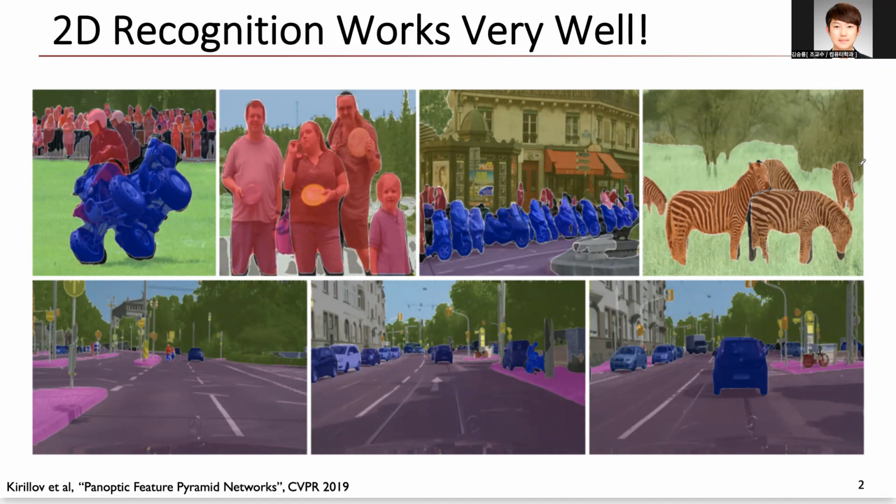Right now, starting from this semester, we started with object segmentation and detection. This is kind of 2D recognition, right? As we can see in previous papers, 2D recognition, for example, prompt segmentation, detection, or instance segmentation, works very, very well, as you can see here.